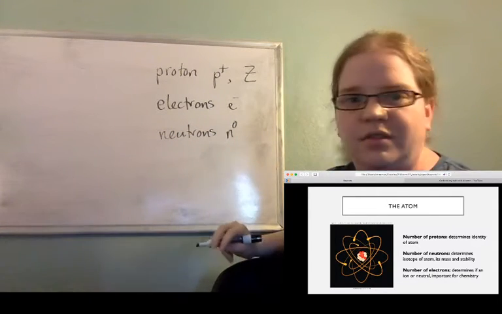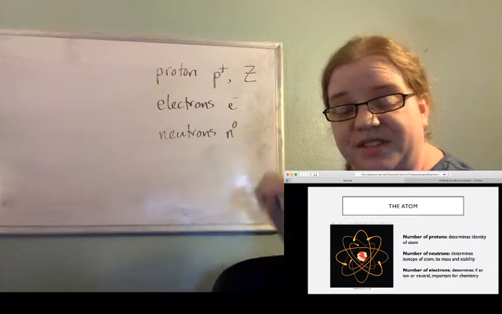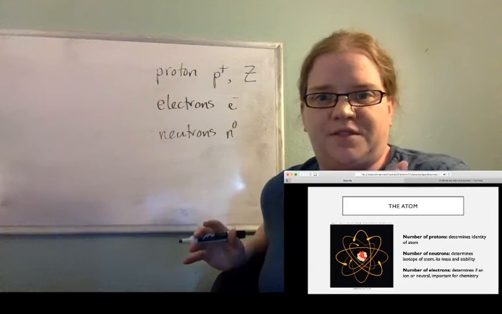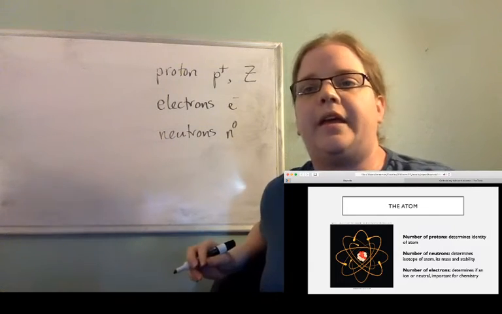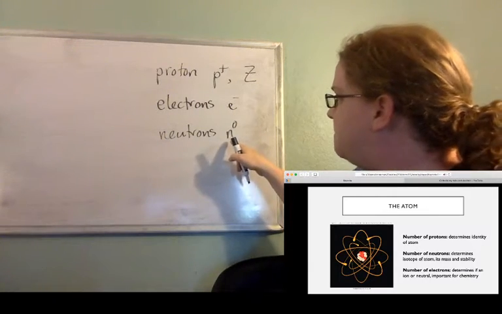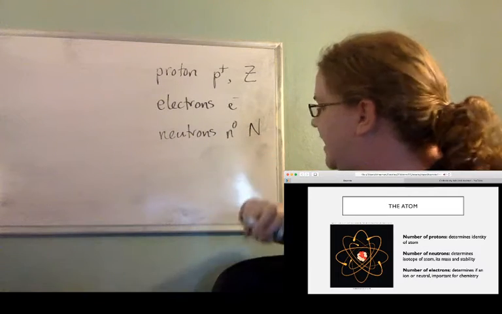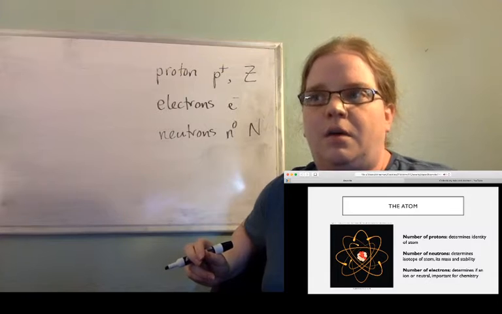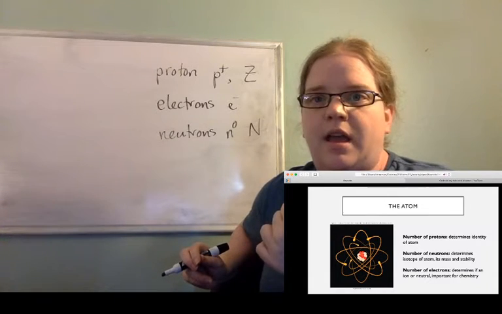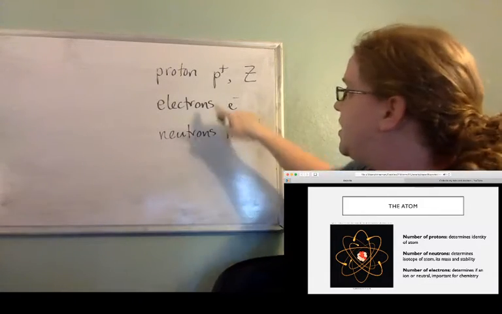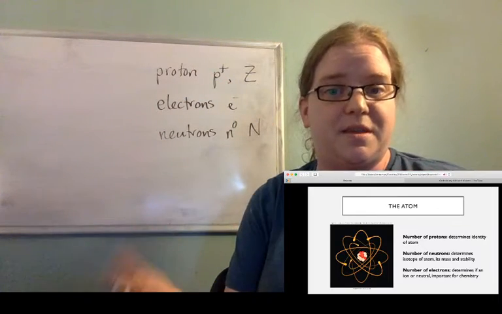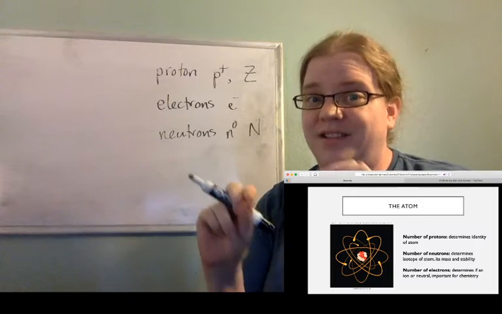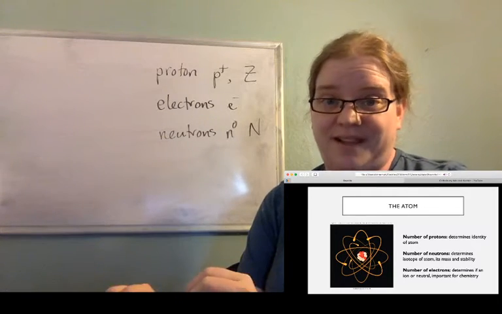which are neutral. So I will write them as N with the 0 because they don't have charge. They themselves have no charge. And the number of neutrons gets a capital N. They tell you the isotope, which we'll talk more about, and between the neutrons and the protons, they help you determine the mass of the atom, and stability, which we're going to deal with a lot next week when we talk about radioactivity.